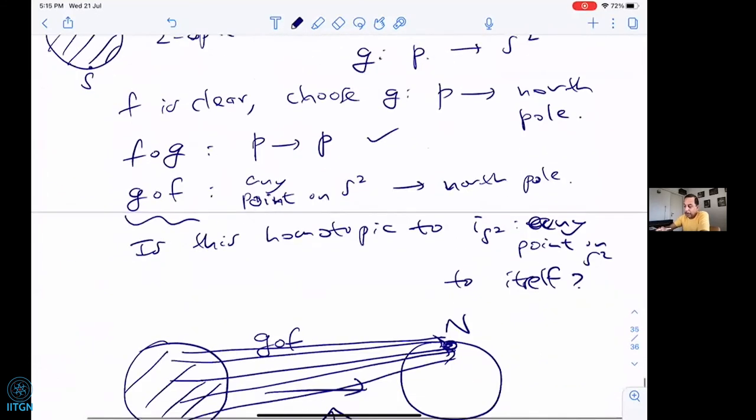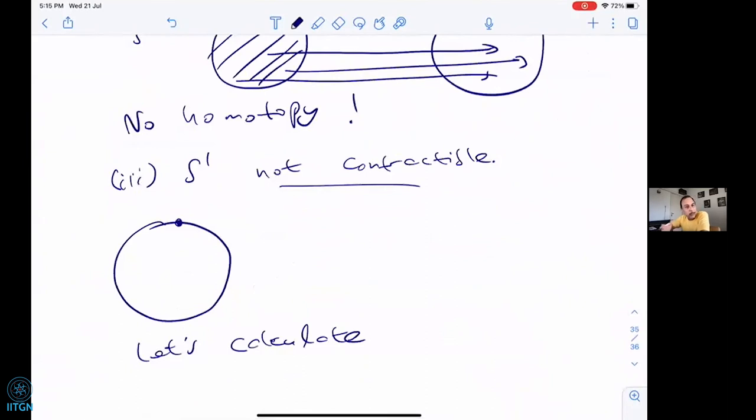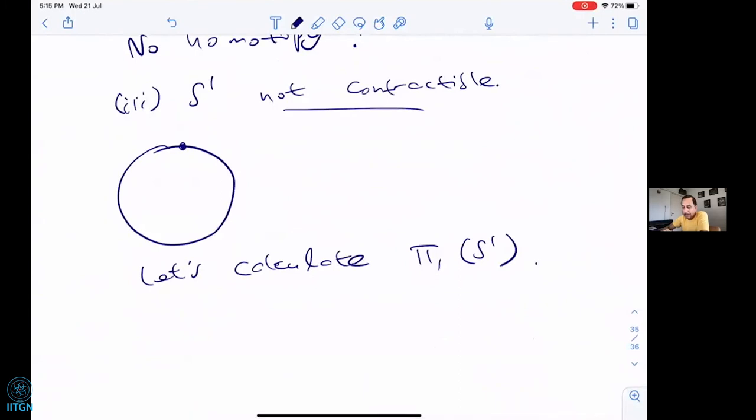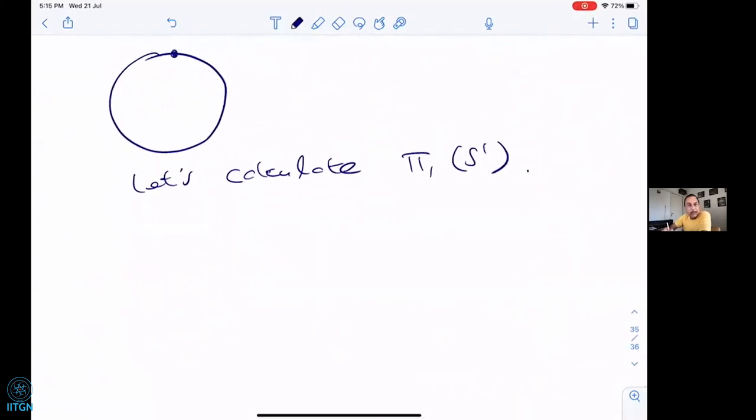Okay. Now S2 and S1 are both not contractible. It turns out they have different pi 1s. So let's calculate pi 1 of the circle in the usual topology. And because the circle is path connected, I don't have to specify a base point. Okay. Well, for this, let's set up a collection of maps that we can think of, and then let's try to argue. Again, we are going to use intuition. Again, the proofs are there in the literature that these are all the possible classes of maps. Remember, pi 1 is not a set of maps, but a set of homotopy classes of maps. Okay. So what do we do?